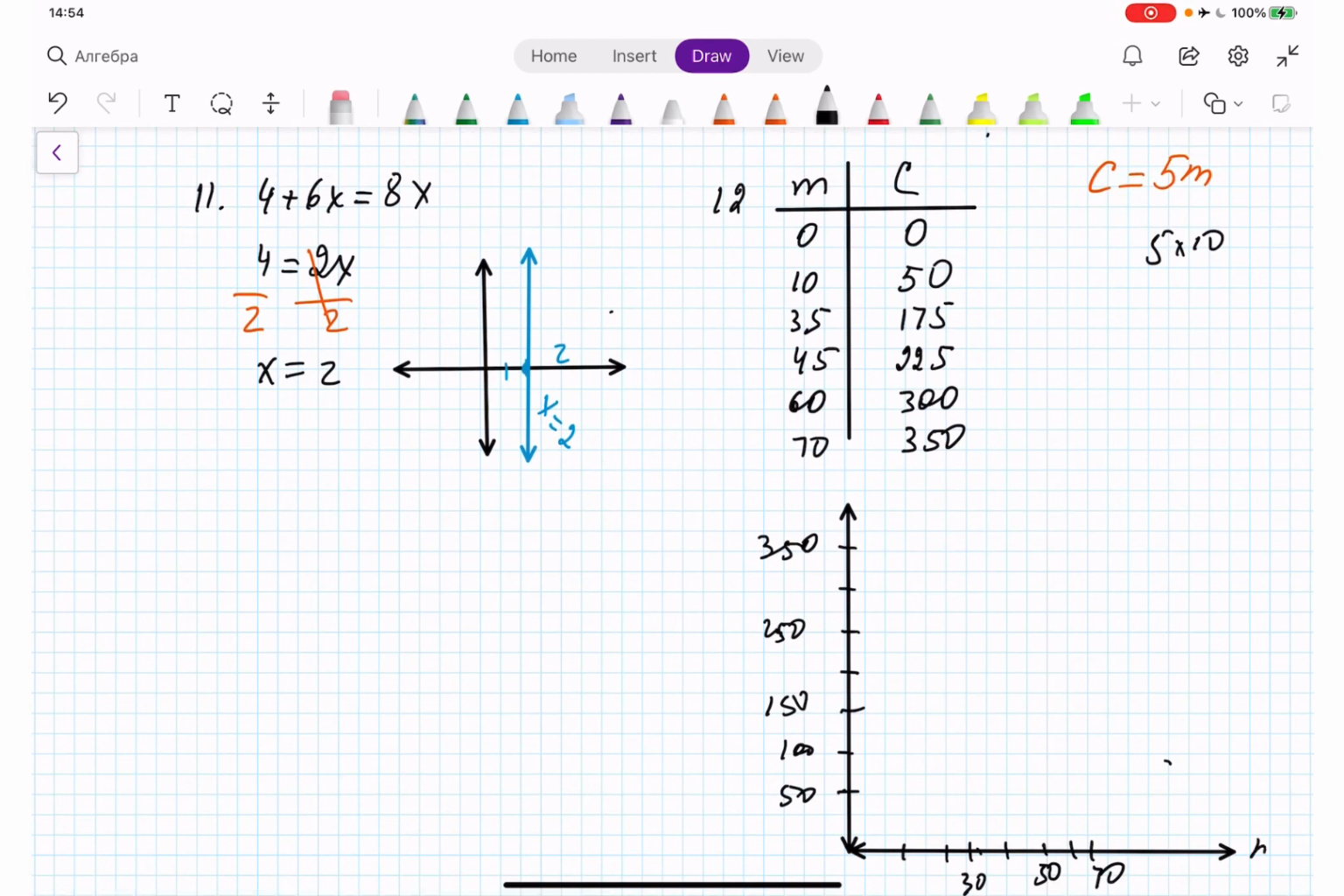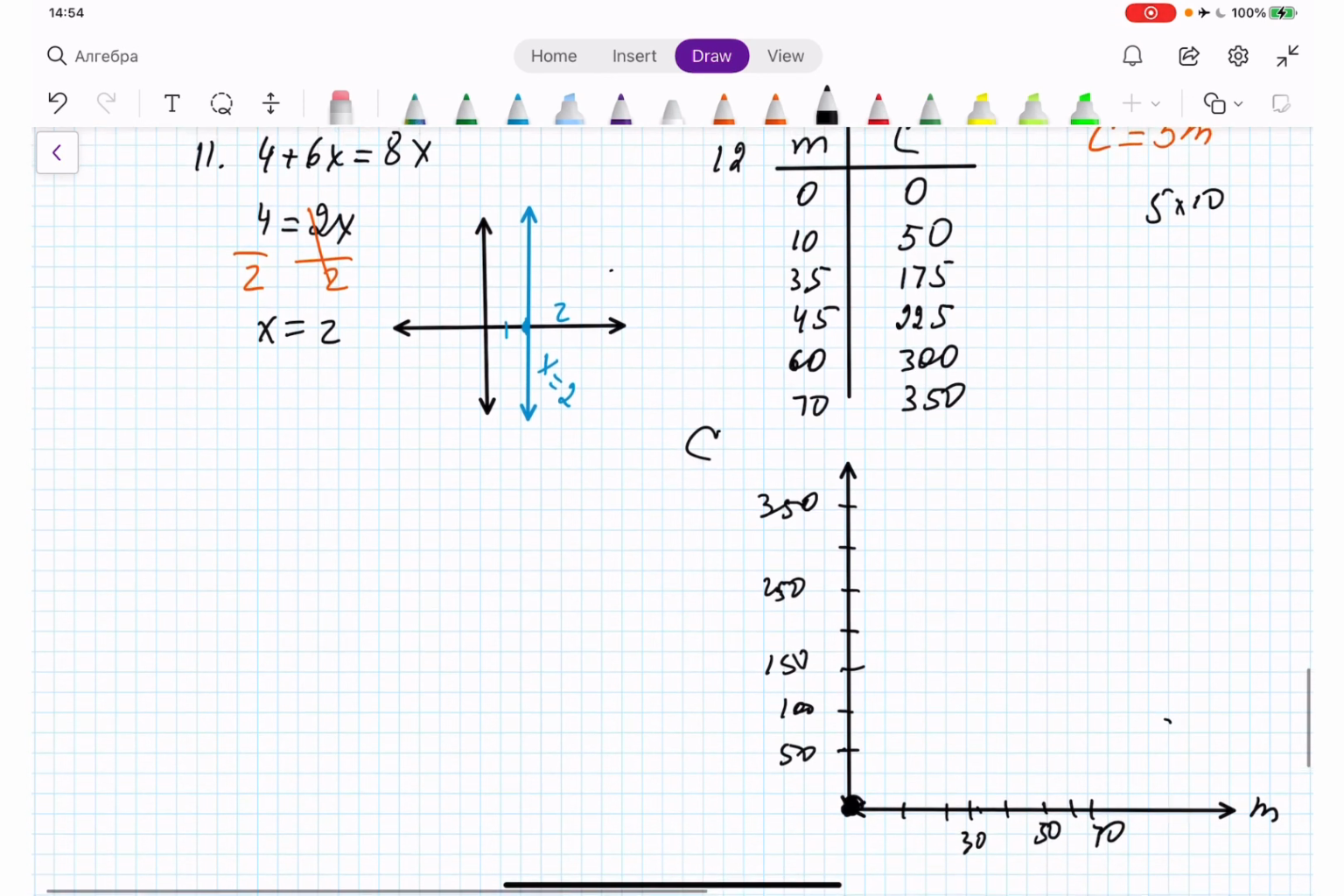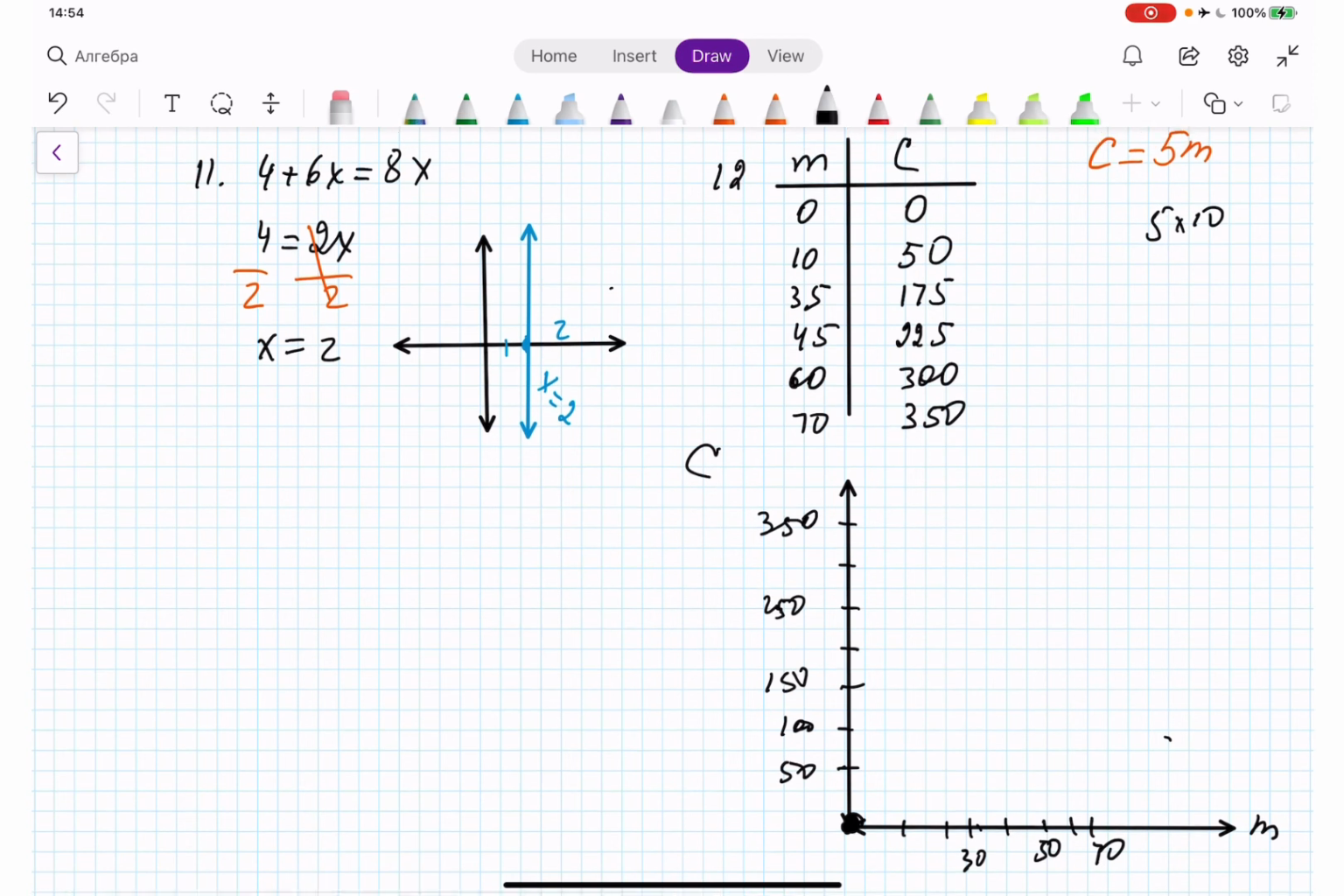This is m, this is calories. 0, 0, this is when you eat chocolate, it's my joy. And you can eat all other stuff you like. So it's going to be 0 calories you burn. You will gain calories. Next, 10 and 50. This is 10, this is 50. 35 and 175. 175 is going to be somewhere here.